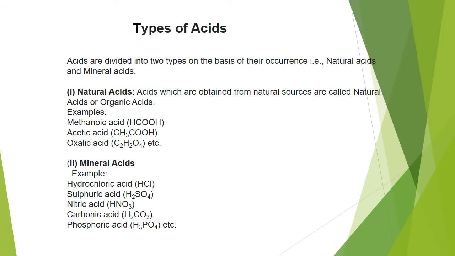The types of acids are natural acids and mineral acids. Natural acids are obtained from nature: ethanoic acid, acetic acid, oxalic acid. Mineral acids are hydrochloric acid, sulfuric acid, nitric acid, carbonic acid, and phosphoric acid.